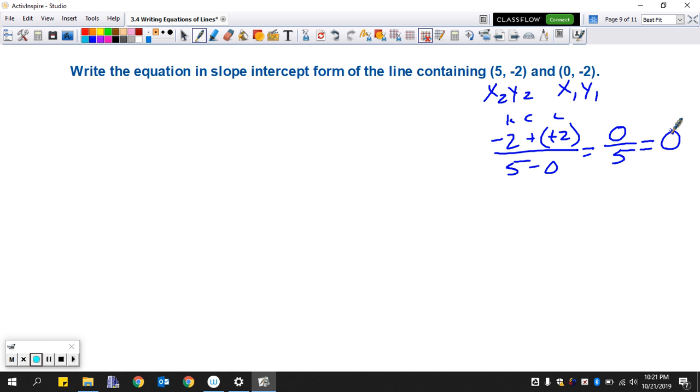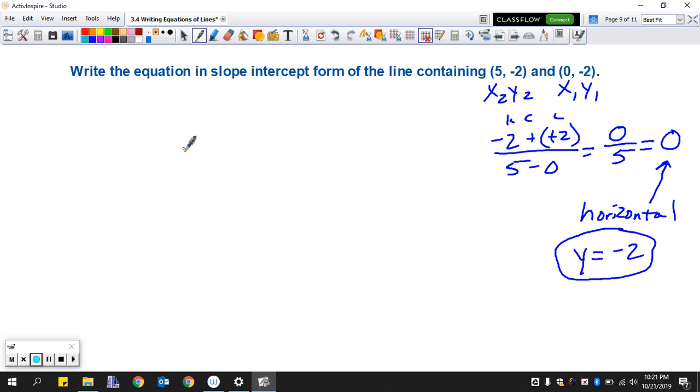Now if you think back to the previous lesson, we said that if we have a line that has a slope of 0, this means that this is a horizontal line. And in this lesson earlier in your notes, you said a horizontal line is one where the equation is always y is equal to whatever our y values are. So this would be y is equal to negative 2. So we already know the answer.